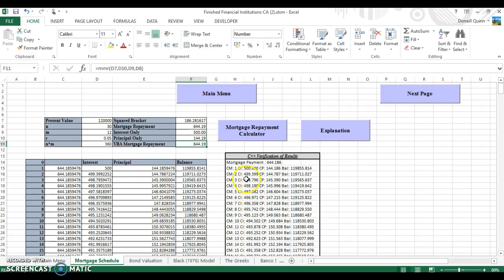The table on the right here shows the results from Microsoft Visual Studio that was used to verify the results using C++. And as you can see, the results are consistent with those found over here on the left.